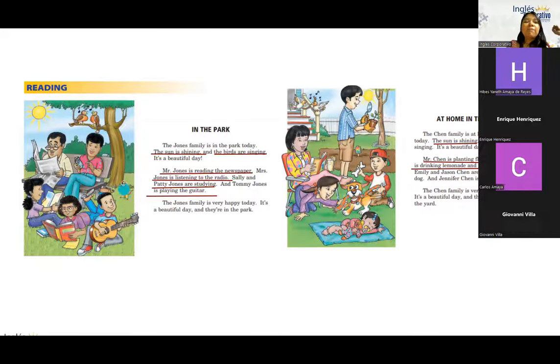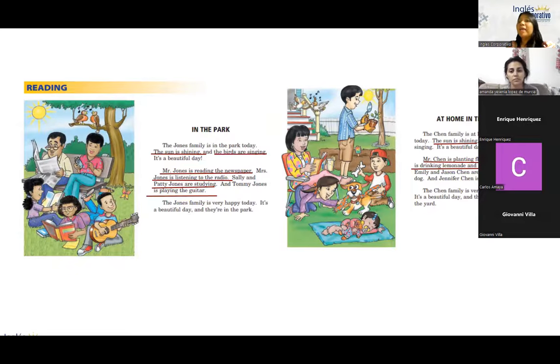What is the butterfly doing? We have a butterfly right here. What is the butterfly doing, guys? Flying. The butterfly is flying. Very good. Volando, okay? So the Jones family is very happy today. It's a beautiful day and they are in the park. So this one was the Jones family.